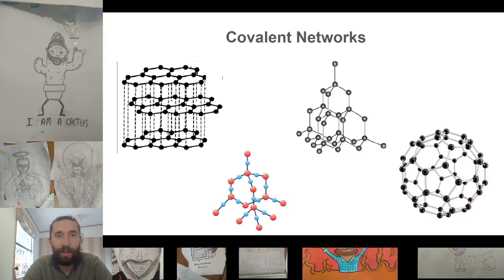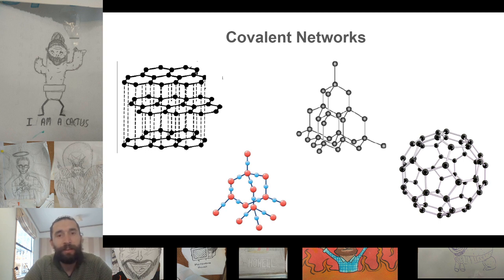Good morning and welcome back to chemistry. What we're going to be looking at today are covalent networks. So this is the fourth type of substance that we're going to be looking at. We've looked at ionic, molecular and metallic.